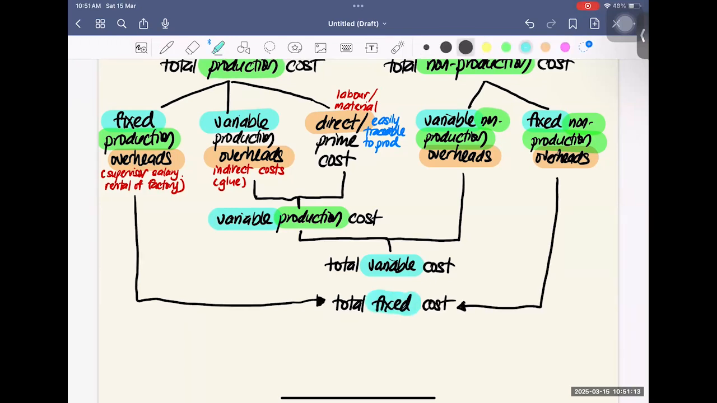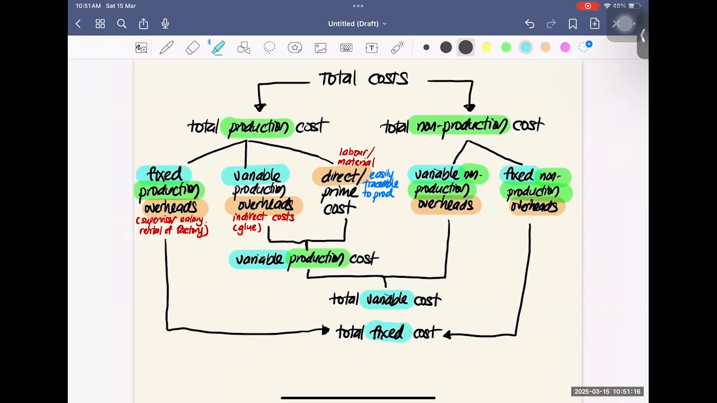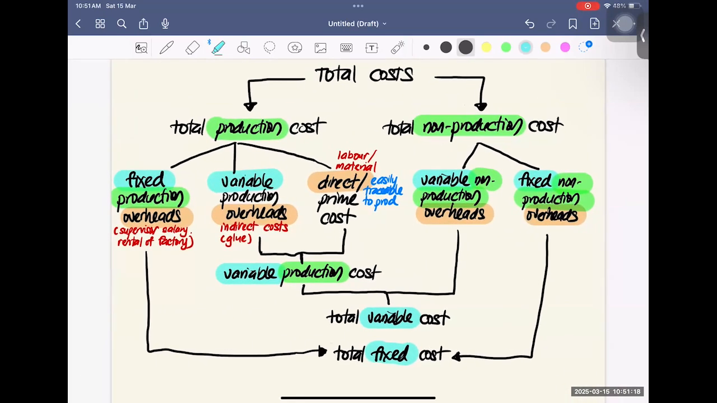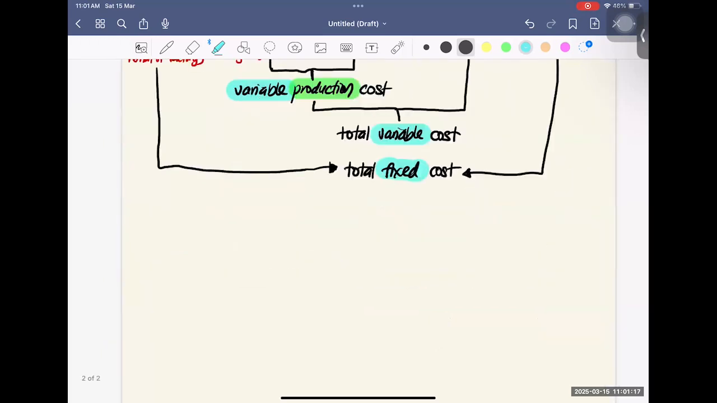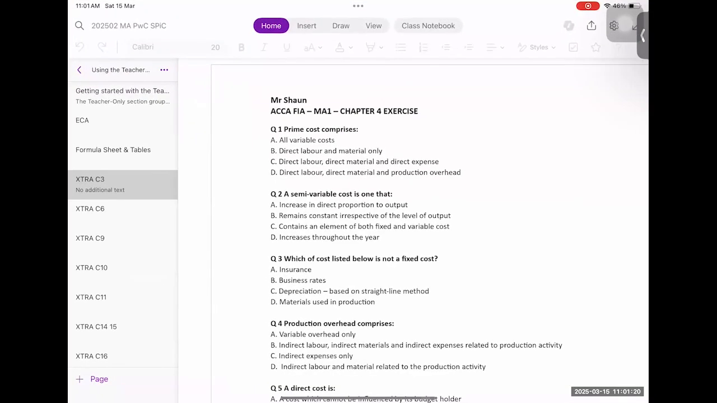So these are the main classifications of costs. Either you classify them based on production or non-production, fixed or variable, and direct or indirect. This chart is very important. You need to make sure you understand and keep it in your heart until the day you don't want to be an accountant. If you have no further questions, let's go to your OneNote Extra C3.